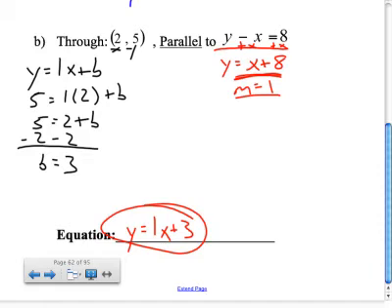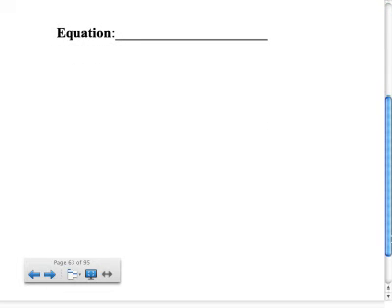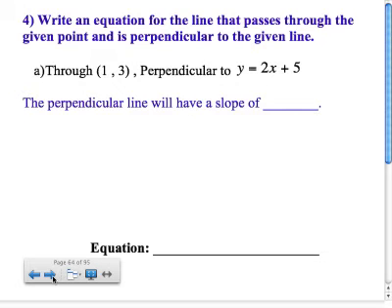Find your slope, find your y-intercept. Okay, and in these examples, your slope is coming from whether or not the line is parallel or perpendicular. Part C, go ahead and do on your own. Again, it's just another parallel equation, so no different than what we've been doing.